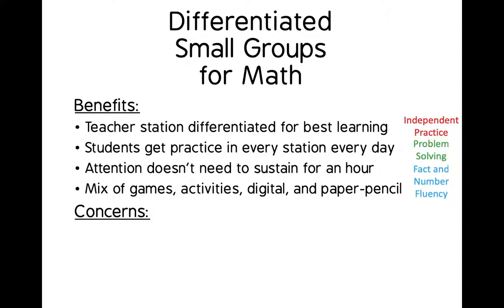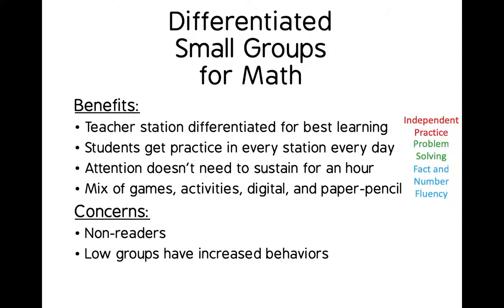However, some of the concerns that have come up are non-readers, especially for our K-3 friends. If non-readers are working independently with other non-readers, it makes it very difficult for them to do some of the tasks. Also, low groups could tend to have increased behaviors. I've had a number of teachers come to me and say, I can't put all my low kiddos together because those are the kiddos who will take each other off task.